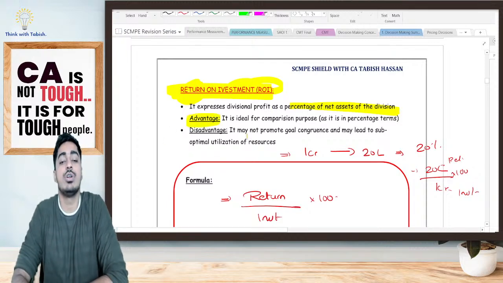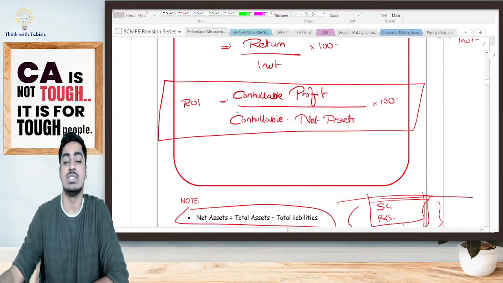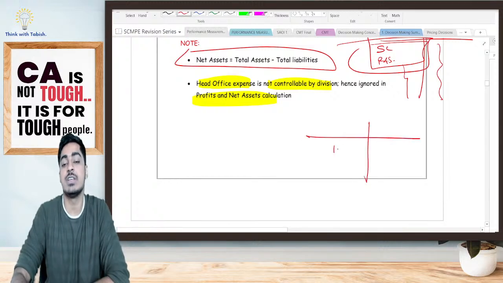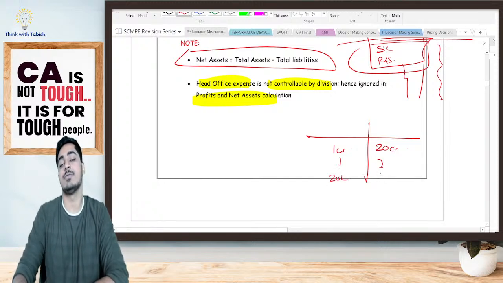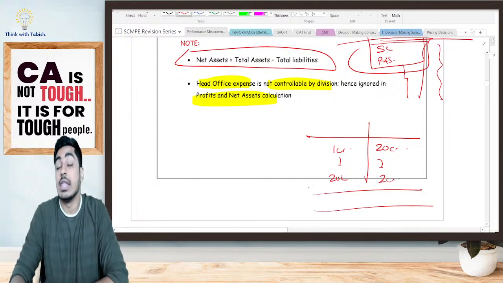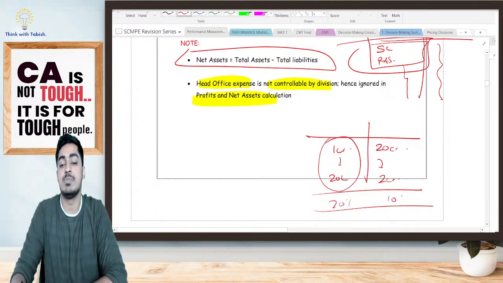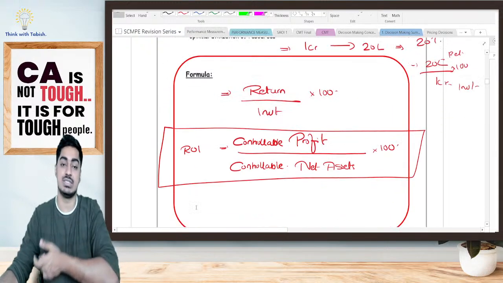Advantage of return on investment is it is ideal for comparison purpose. Comparison becomes very easy. Say for example, I am telling two different places. In one business, I have invested, say for example, 1 crore. In another business, I have invested, say for example, 20 crore. Here I got a return of, say for example, 20 lakh. Here I got a return of, say for example, 2 crore. Now, comparison is possible. Yes or no? Why? Because I am taking it as a percentage. I am getting my relative amount, 20%, 10%. I can tell this is better. Comparison is possible because it is expressed as a percentage.